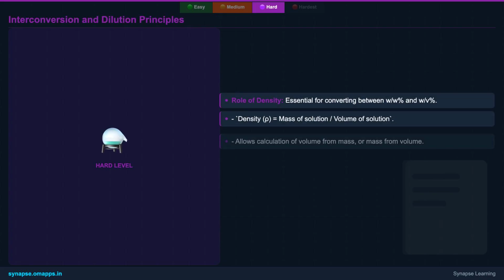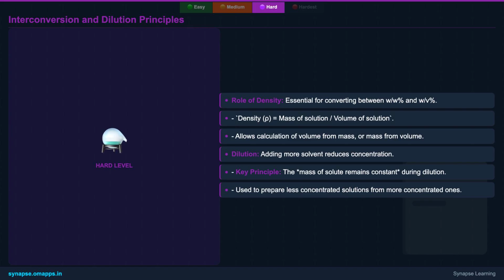Finally, let's talk about interconversion and dilution. Sometimes you'll have a concentration in one unit and need it in another. This is where the solution's density becomes your best friend, allowing you to convert between mass and volume. Also, remember that when you dilute a solution by adding more solvent, the amount of solute remains constant, only its concentration changes. These concepts are fundamental for more complex problem solving.